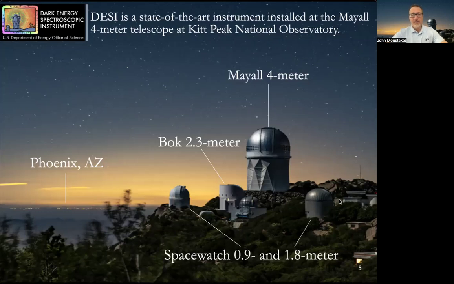Now, DESI itself is not just a survey, it's also an instrument. And it's located at the Mayall 4-meter telescope at Kitt Peak National Observatory. The Mayall 4-meter is right here. This is one of the summits at Kitt Peak. In the background, there's Phoenix and Greater Phoenix. And the Mayall is this towering telescope in front of a family of some smaller telescopes.